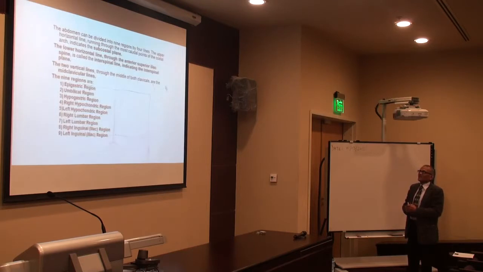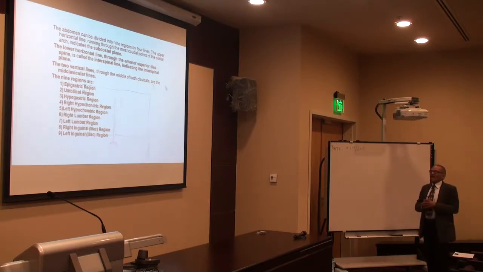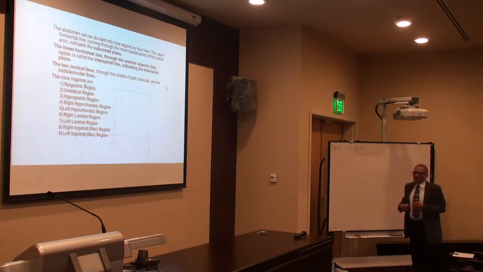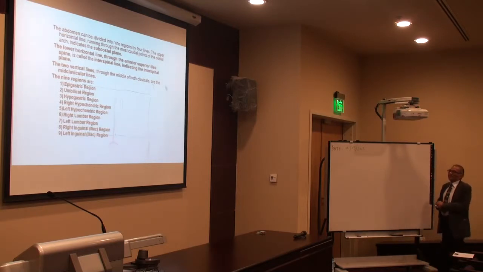Next slide, please. There will be a central portion, the upper epigastric region. Lower down is the umbilical region and hypogastric. On the other 2 sides, we have the right regions and left regions. So below the ribs, first the right hypochondriac, opposite to the left hypochondriac region, then right lumbar and left lumbar. Then we have right iliac and left iliac or inguinal region.